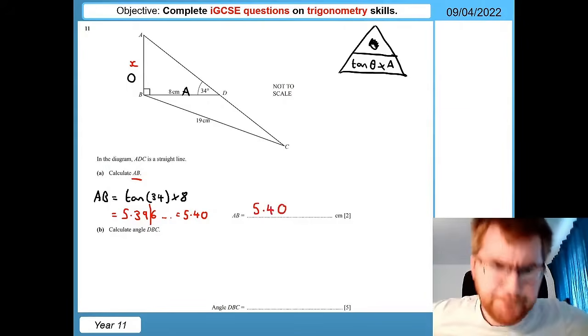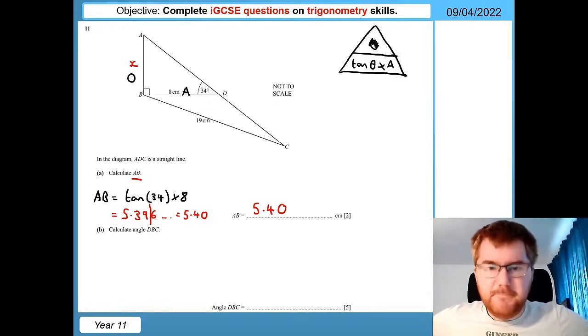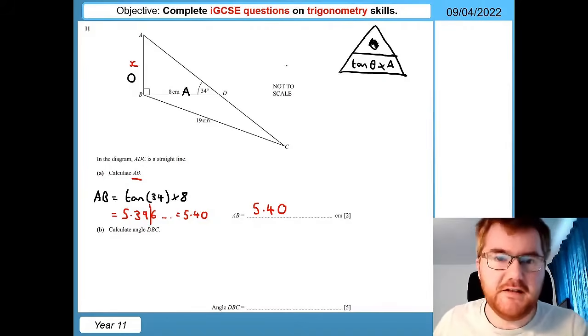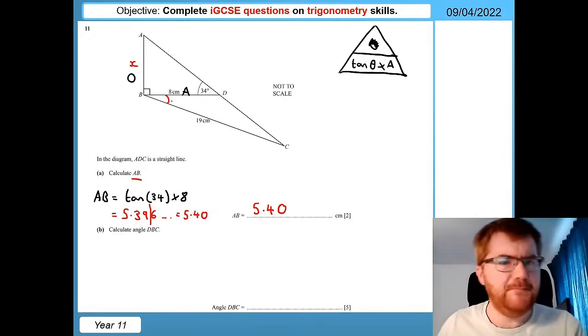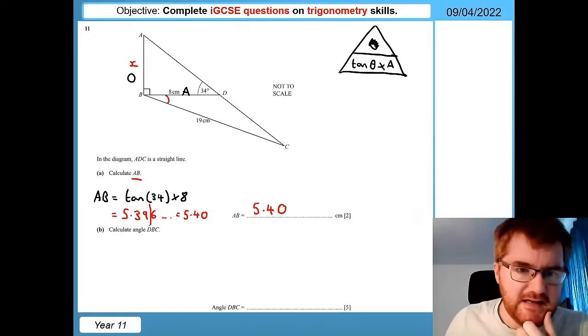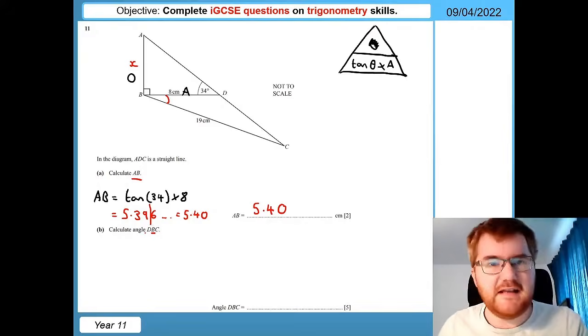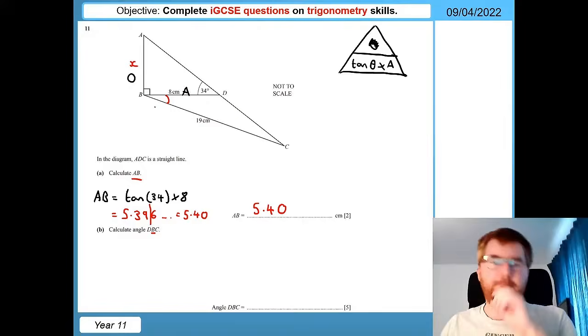Now we need to work out the angle DBC. And it's a whopping 5 marks, so you know there's going to be quite a bit of work involved in order to work out DBC. Now, how do I know where DBC is? Well, the middle letter always tells me where the angle is, and the sides tell me how I get there. So DBC, it's going to be this angle that we're looking for here.